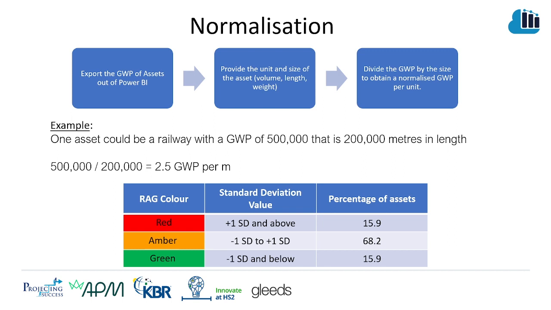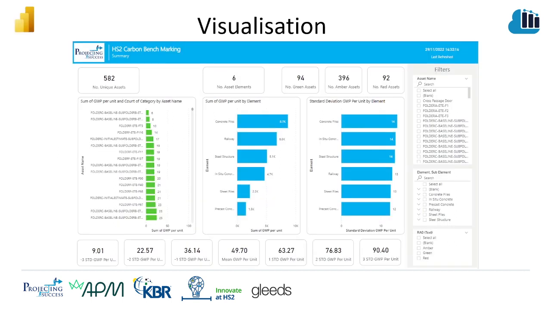We also add a RAG status on there where, through that standard deviation curve, red was a standard deviation above the mean, amber was -1 and +1 around the mean, and green was -1 below the mean. We also created a Power BI report, which I'll quickly go through now.